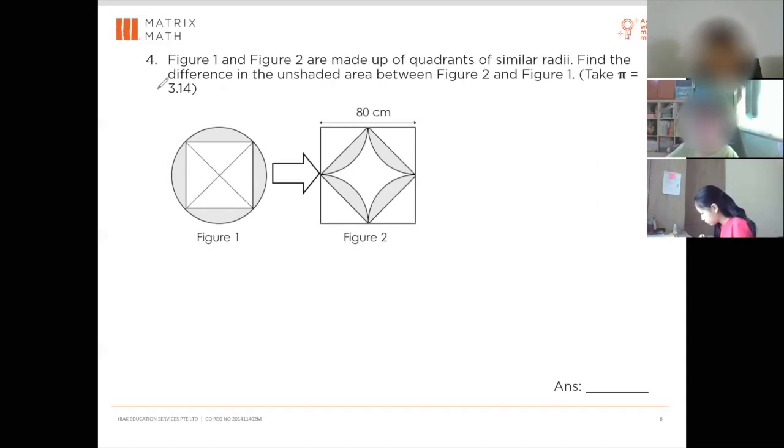Okay, actually we don't need to do it so complicated. Okay, so I will show you how to do this. Now, if you notice, what they are trying to tell you is that figure 1 is actually the same thing as figure 2. When I say same thing, I'm talking about the shapes.